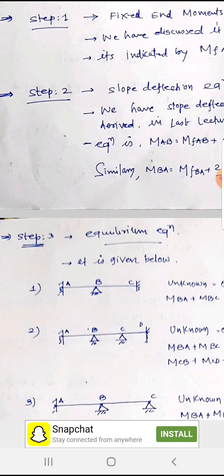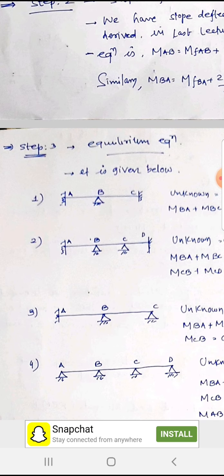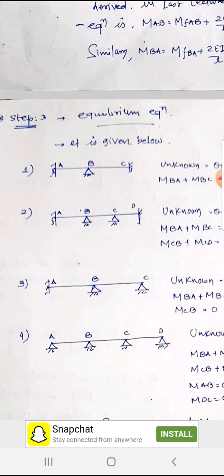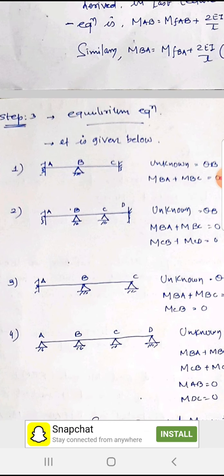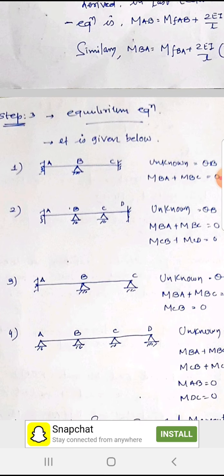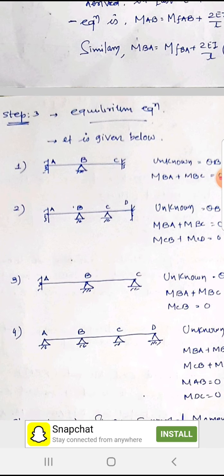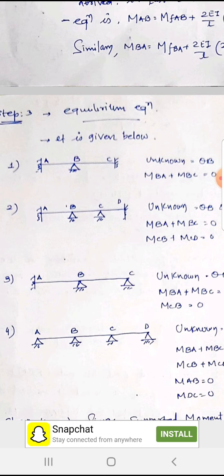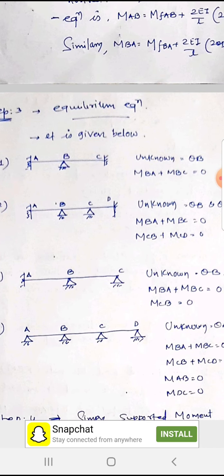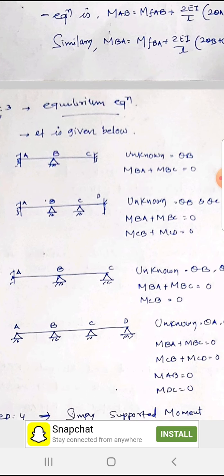Okay, the most important step, that is the equilibrium equation. Number 1, here is a two span continuous beam A, B and C. Support A and support C both are fixed, and we know that the slope is 0 at a fixed support, but at a simple support or hinge support there is a slope. That's why in this equation theta B is going to be calculated.